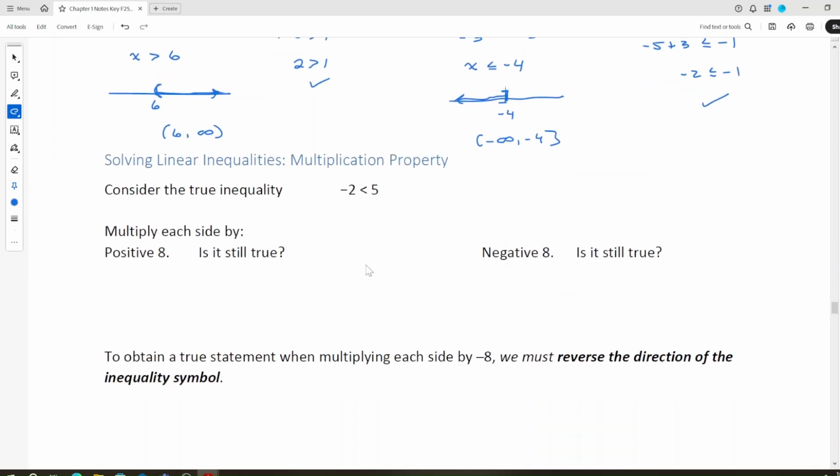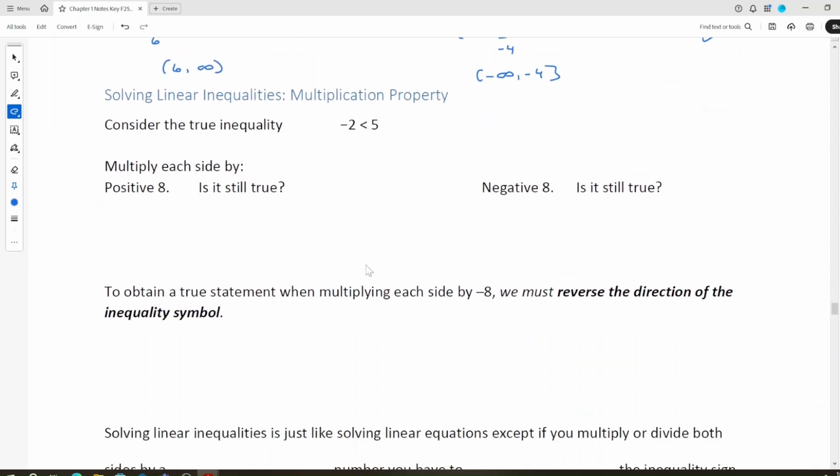Well, what about the multiplication property? Let's start with a true inequality. Let's start with negative 2 is less than 5. If I multiply both sides by 8, does the inequality hold? Well, 8 times negative 2 less than 8 times 5. I get negative 16 is less than 40. Yeah, it's all good. So far the multiplication property has held true.